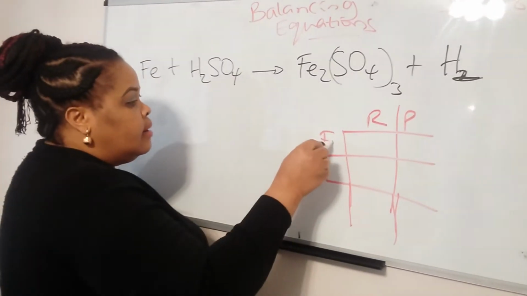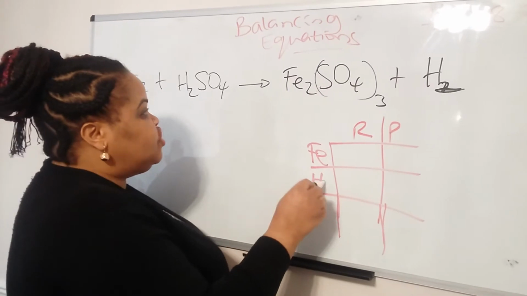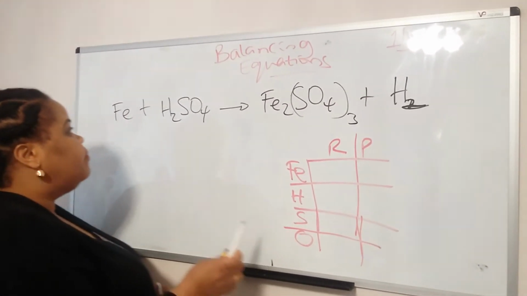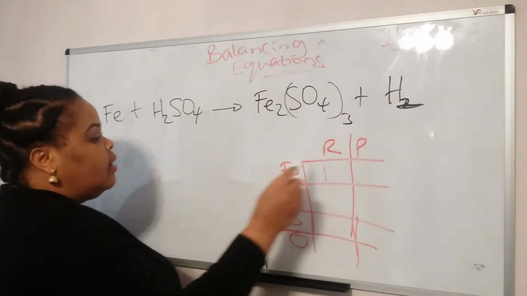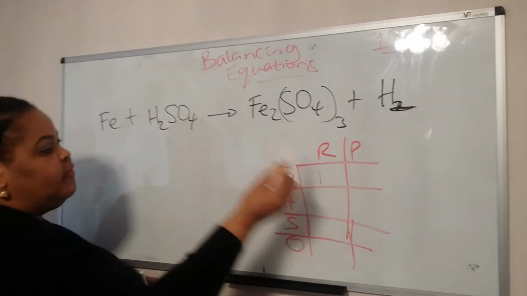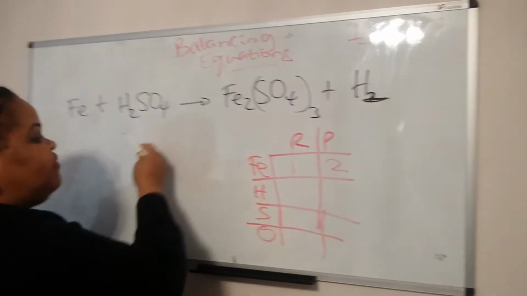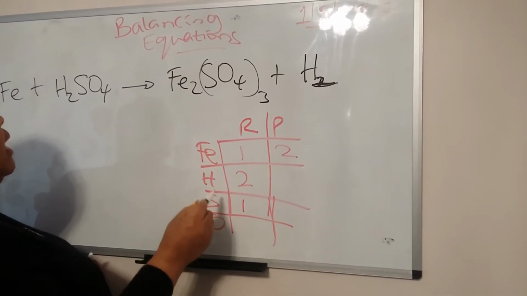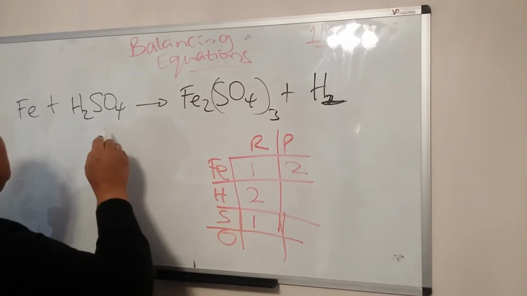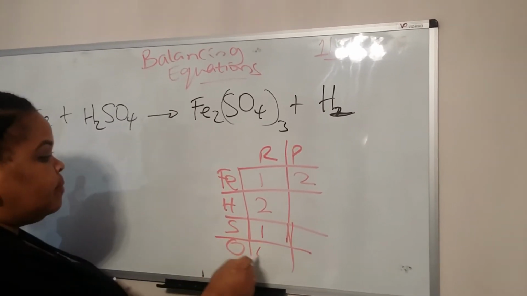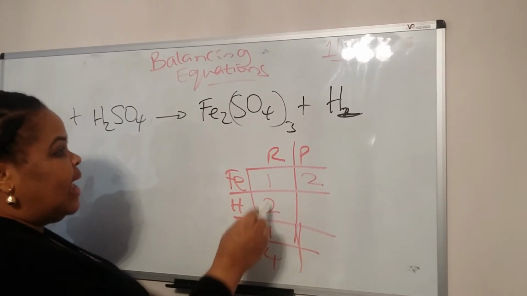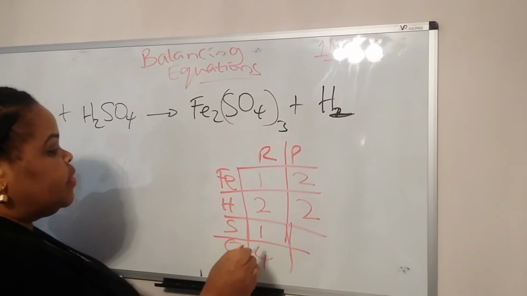So we have iron, hydrogen, sulfur, and oxygen. On this side, we've got 1 atom of iron. Here we've got 2. And here we've got 2 atoms of hydrogen, just 1 of sulfur. And then here we have how many oxygen? 4. And then we have hydrogen on that side. We've got 2.